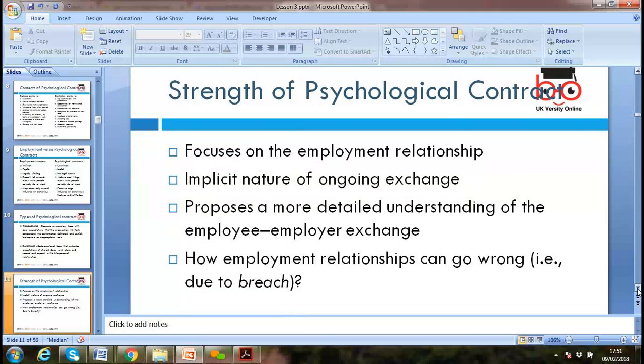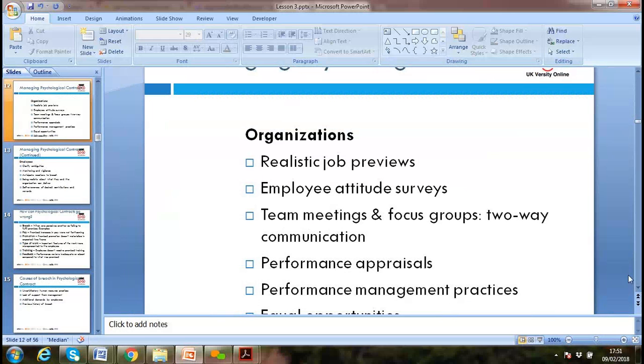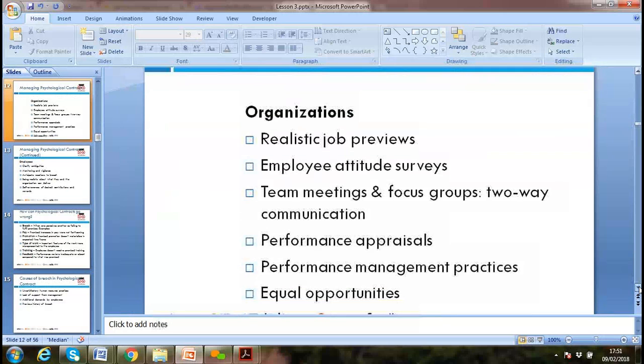The process gives a more detailed understanding of the employee and employer exchange and how the employment relationship can go wrong. If somebody does not follow it, there could be a breach and the relationship could suffer. That's why we need to focus on the psychological contract. It's not written, it's moral.